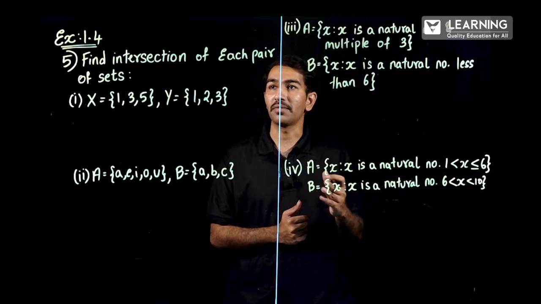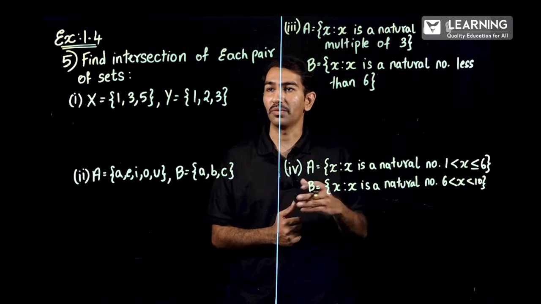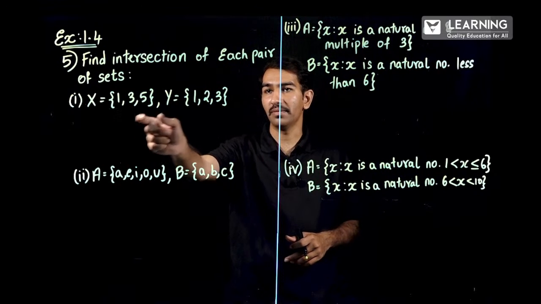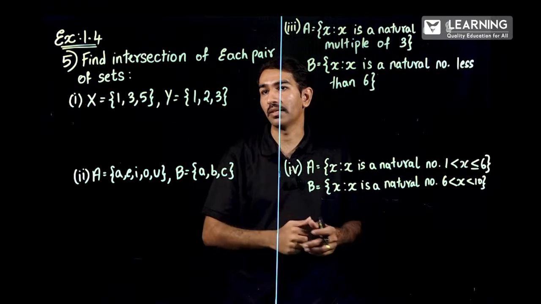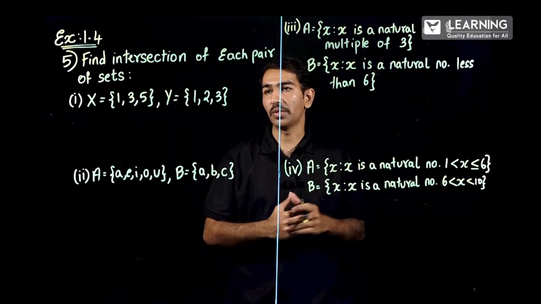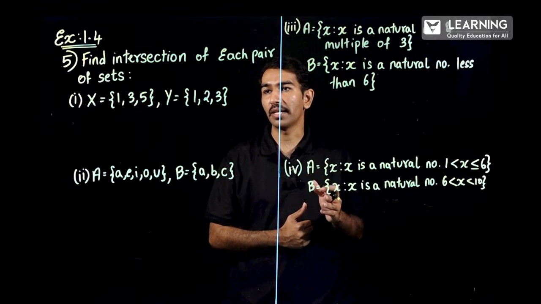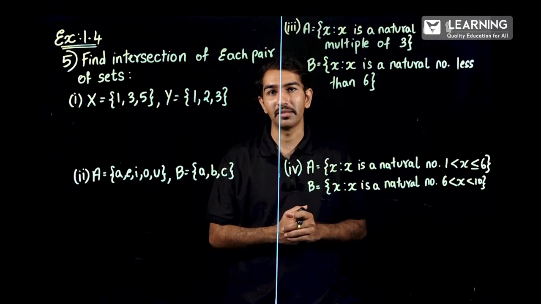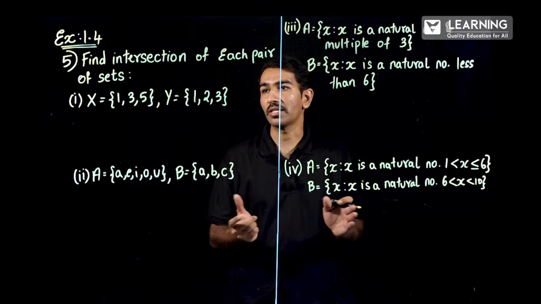Find the intersection of each pair of sets. We will start with the very first sub question. X is equal to 1, 3, 5 they have given, Y is equal to 1, 2, 3 they have given. So what is common, students? Union means you are writing the repeating elements only once, right? Now, in intersection you have to write the common elements only. Other elements you have to just exclude.